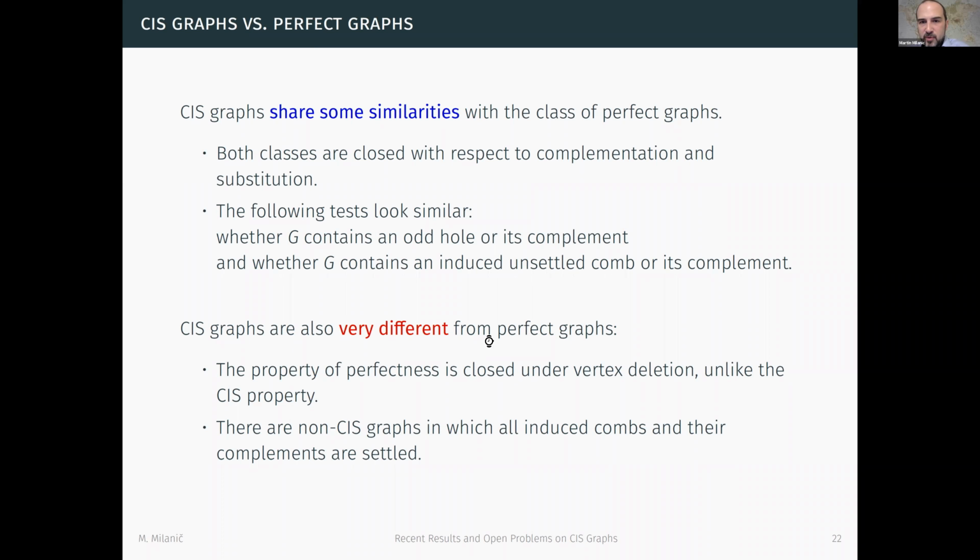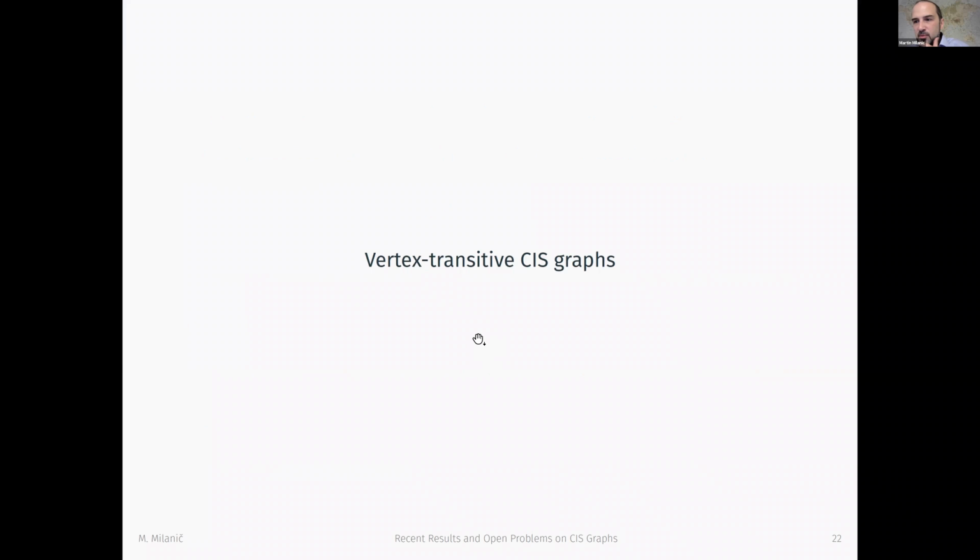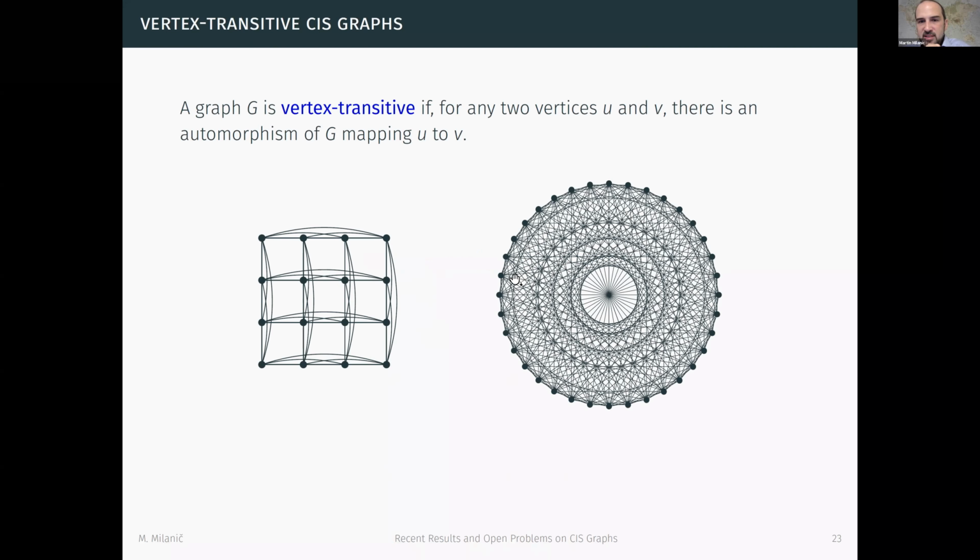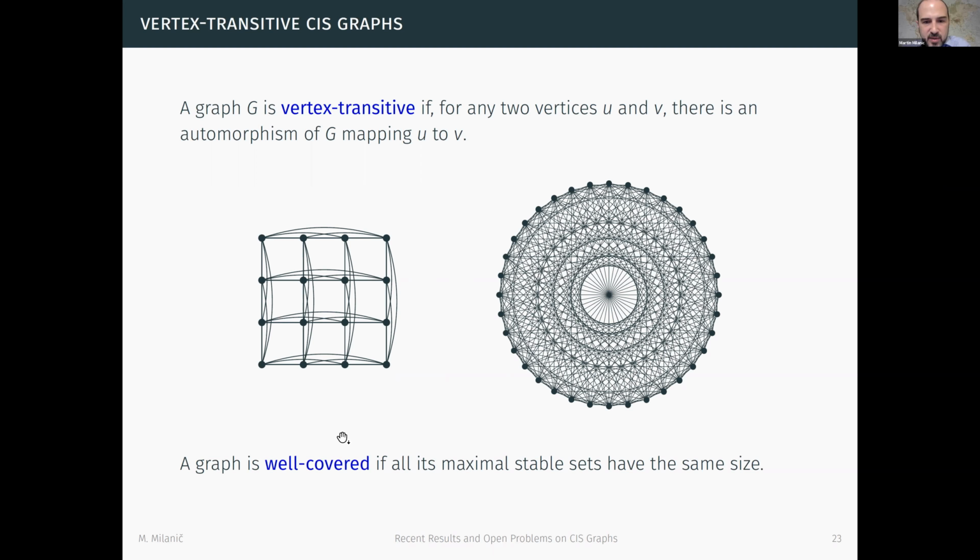And we will see another possible similarity in a moment after we explain what is known about the vertex transitive case. We have already seen some vertex transitive graphs in this talk. These are graphs such that for any two vertices U and V, there is an automorphism of G mapping one vertex to another. And these two graphs are, for example, vertex transitive. And we say that the graph is well covered if all its maximal stable sets have the same size.